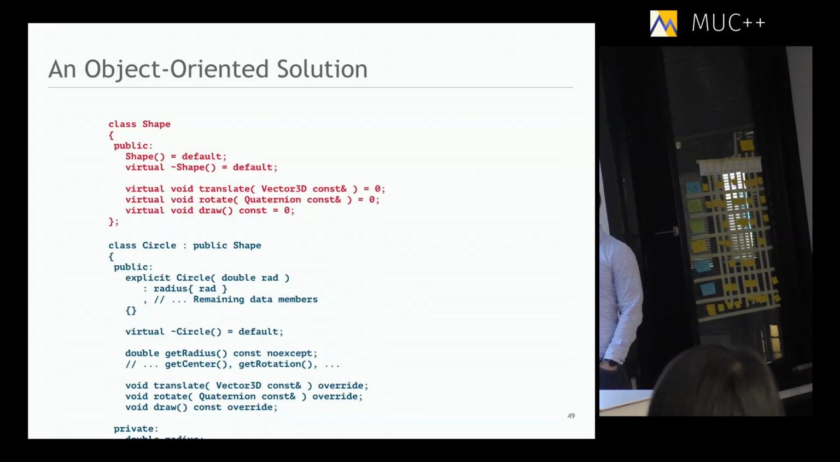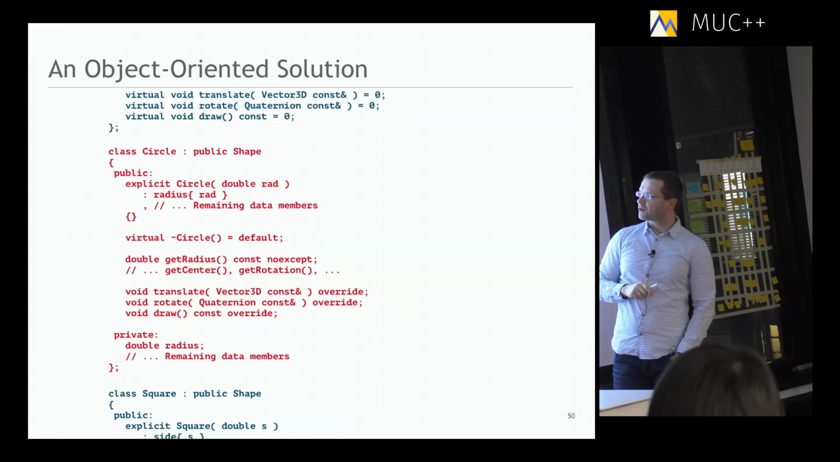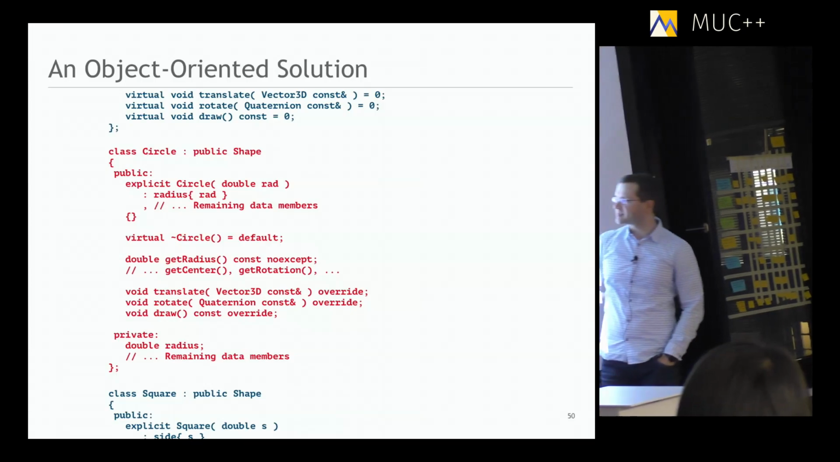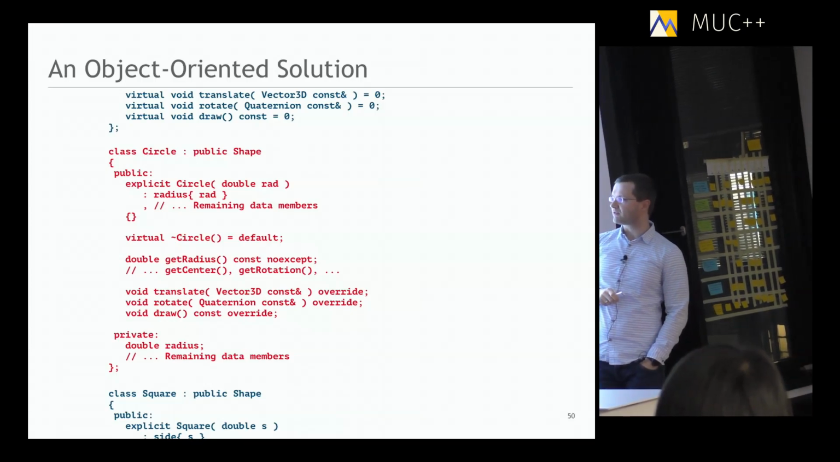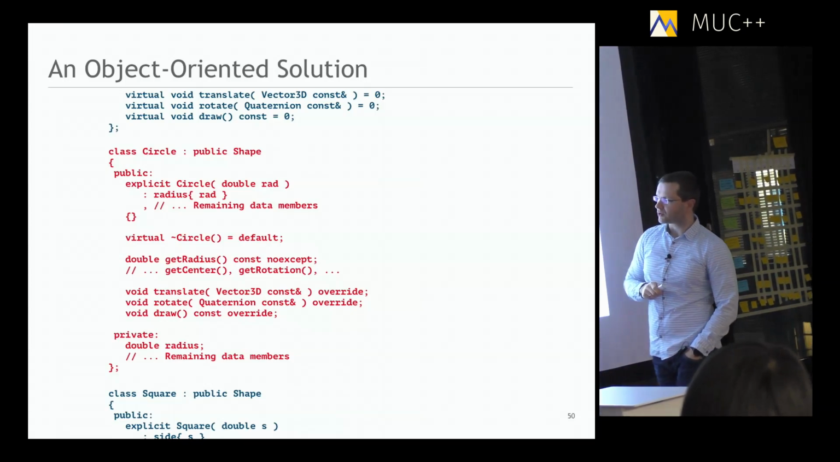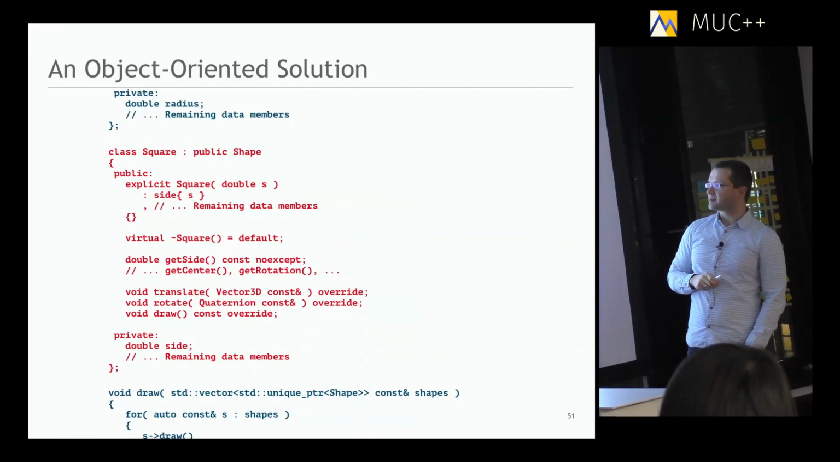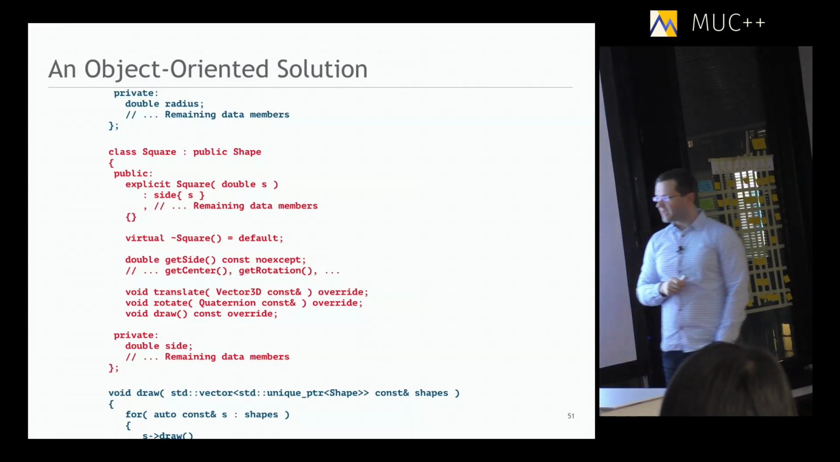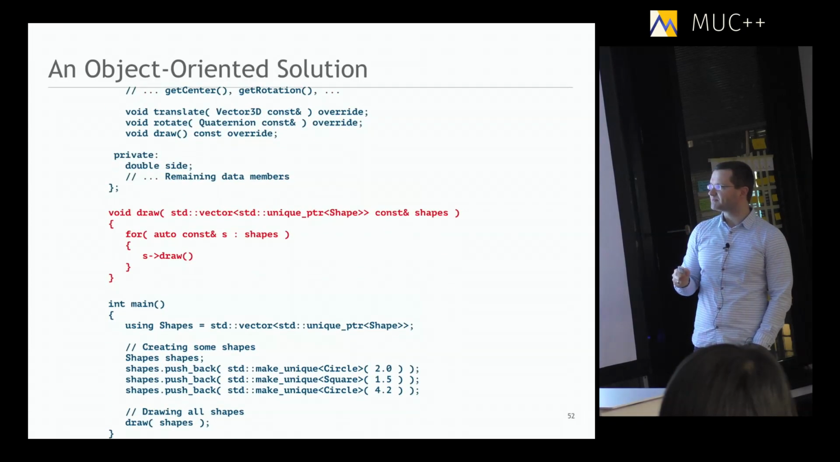to do. This circle now properly implements these functions. Translate, rotate, draw, whatever's necessary, it is done here in the virtual function. Note, no more enumeration, of course. And a square class, same thing. I go for virtual functions: translate, rotate, draw. Fine.